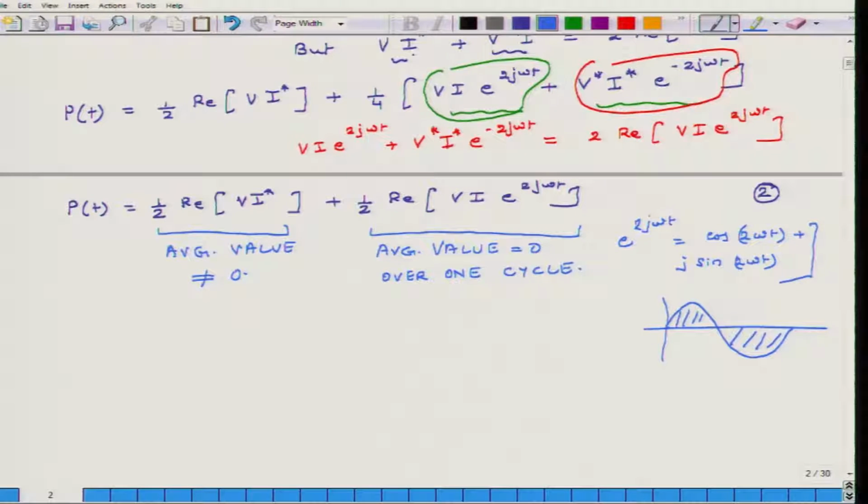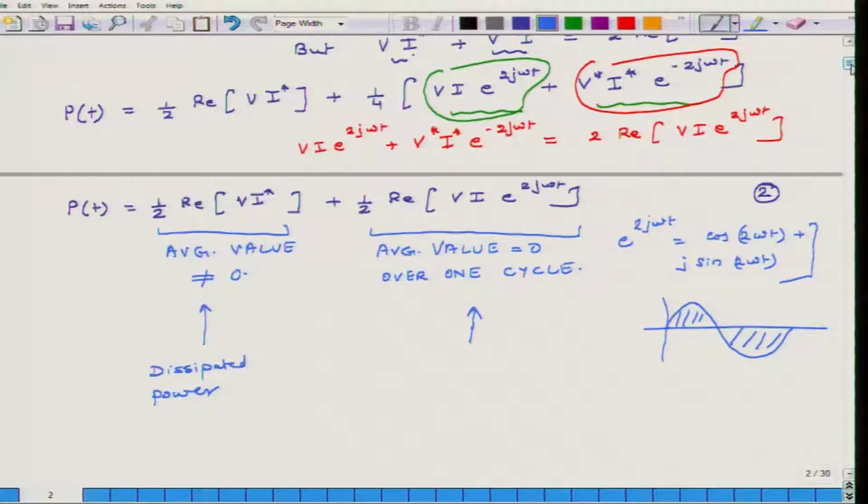What this relation tells us is that the first term is not equal to 0 and it does not change with time. So, this is basically dissipated power. If the amplitude of voltage and amplitude of current do not change with time, then this dissipated power remains constant with respect to time. And the second component, the average value of this second component over a cycle is 0.